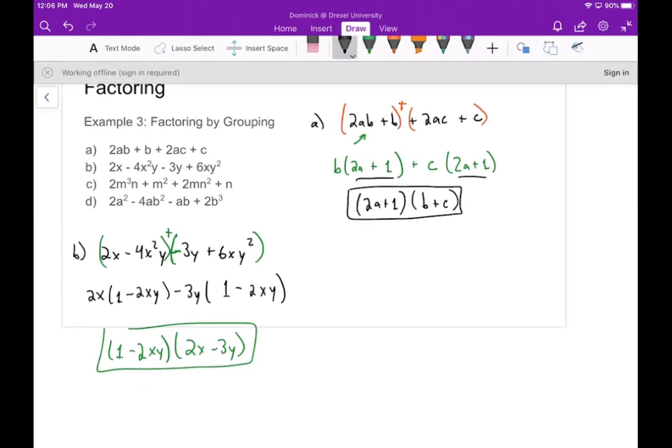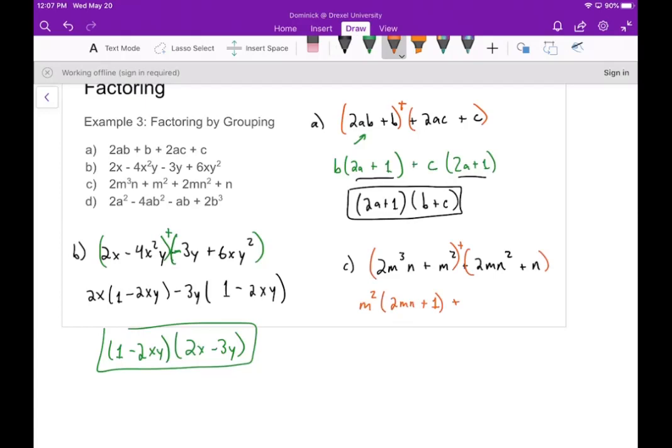Okay, part C, we have 2m to the third n plus m squared plus 2mn squared plus n. So it looks like if I group the first two terms together, second two terms together, put a plus in between, I can take a 2m squared out of the first one. Oh, wait, I can't take a 2 out. I can only take m squared. So let's get rid of that 2. Let's just rewrite this. Okay, so it looks like I can take an m squared out, and I'll be left with a 2mn plus 1.